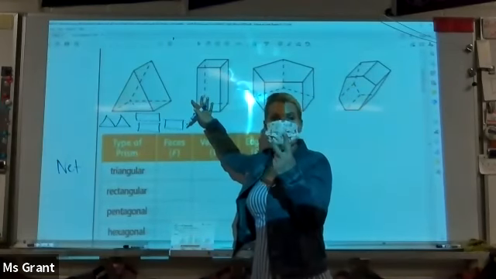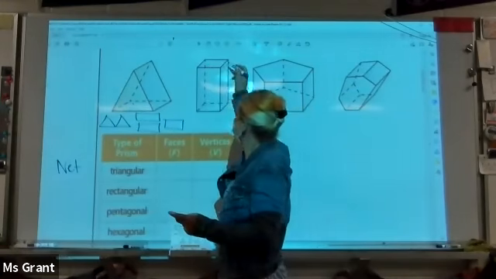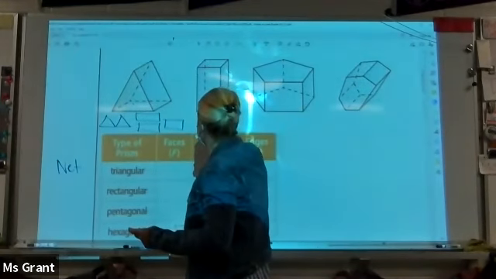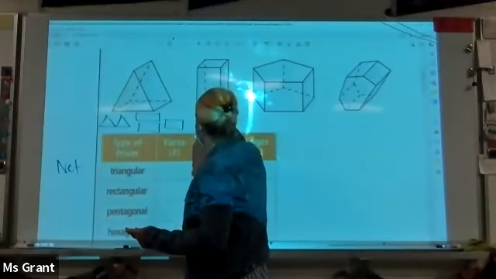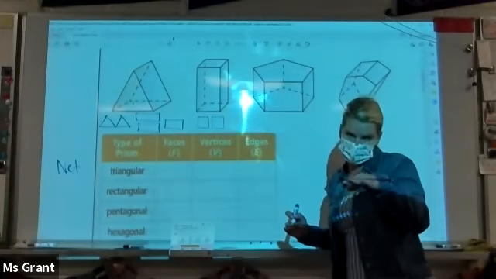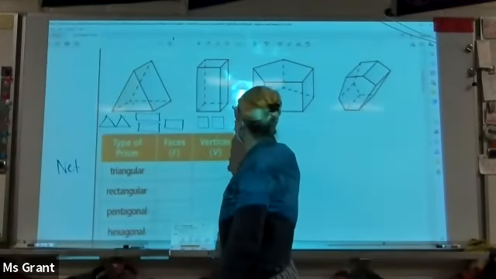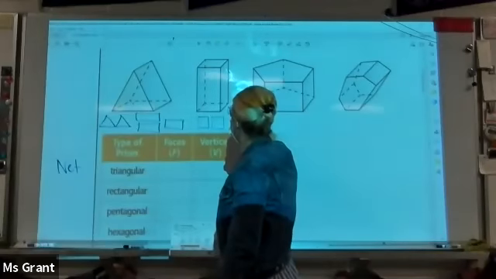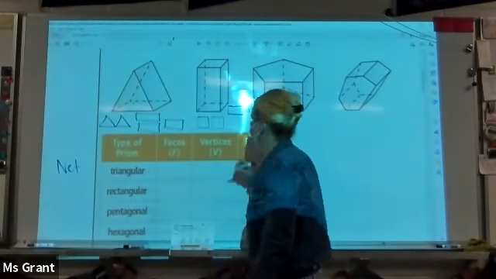So there's two squares. The top and the bottom are the same size. Two squares. I'll do my best to make it a perfect square. And then four rectangles. So top and bottom are a square, and then four rectangles. So I'll do this times 4.